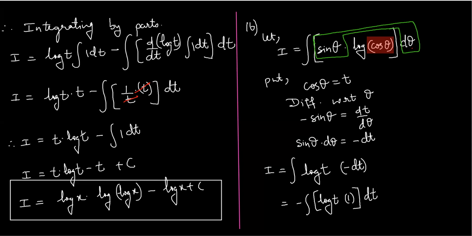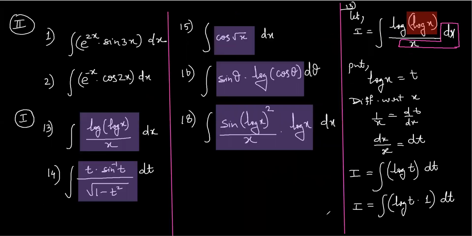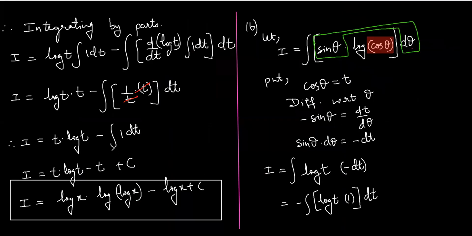You have already integrated log t into 1 dt, but there was no negative sign there. This time you have a negative sign. So whatever answer you got after integrating log t into 1, you can check, you had got t log t minus t plus c.